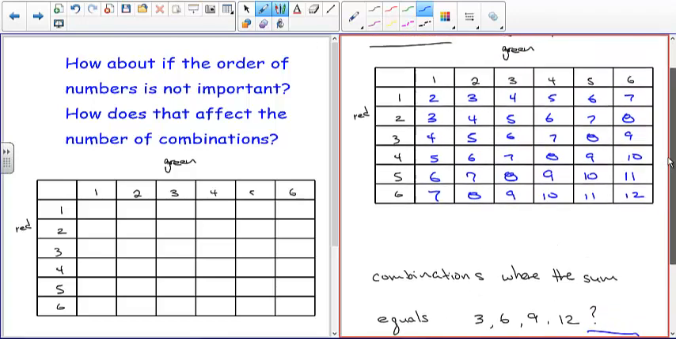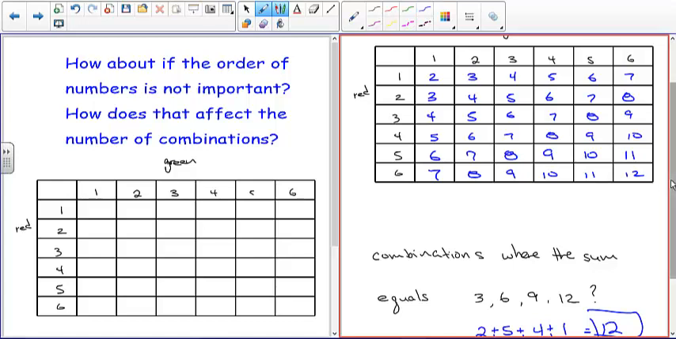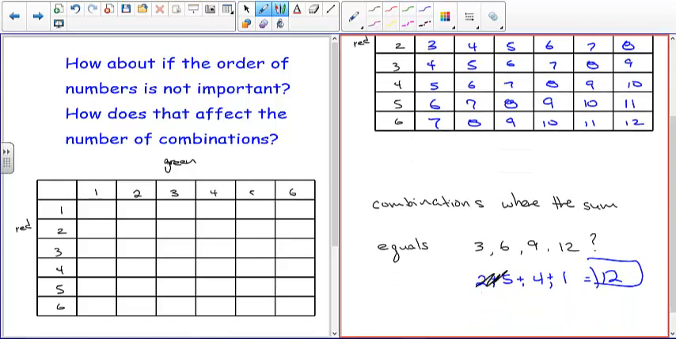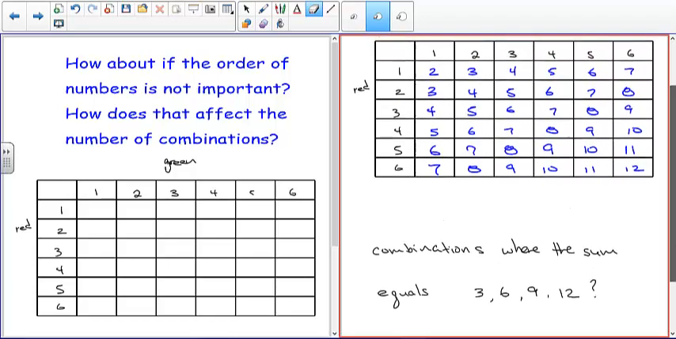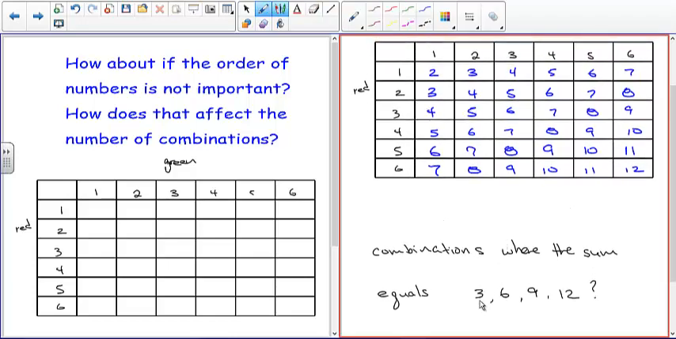Well, the specific question they asked here was how many combinations have a sum where they add up to either 3, 6, 9, or 12. So I go up to my table and I say, okay, how many have 3 as a sum? Well, I've got these two entries, so there's 2 of those.